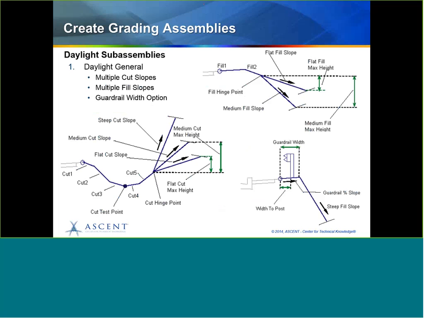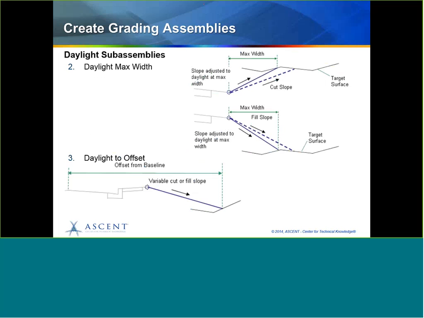You do not have to use all 8 parameters, though. So if you only need one slope, you can leave all of the other cut slope parameters, the slope width and the slope parameters, set to 0. And that way, it only uses the ones that you actually set a width or a slope on.